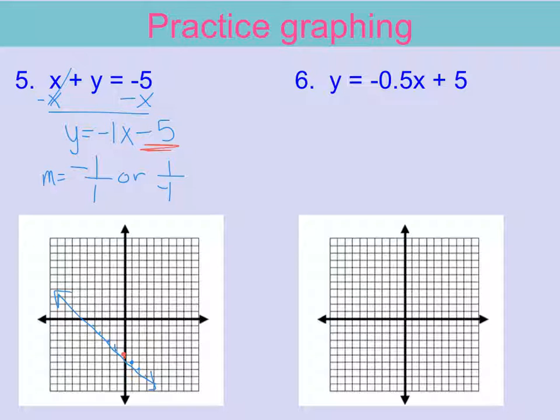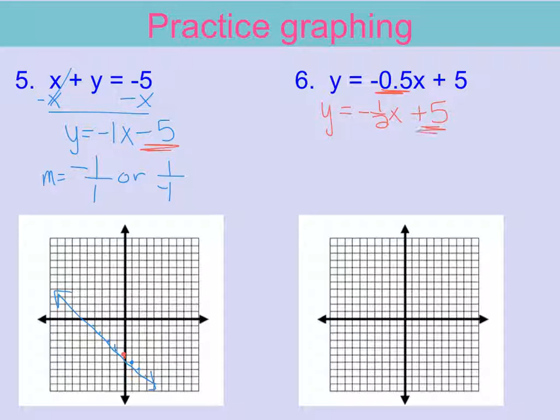And then number 6. So 6 just makes you think a little. This is no good to have your decimal. Slope should be a fraction. So if you ever see a decimal, change it to a fraction. We know that 0.5 is 1/2, so I'm going to just change that to 1/2.